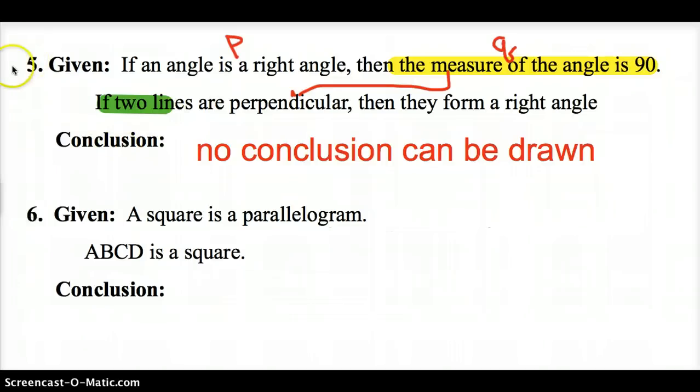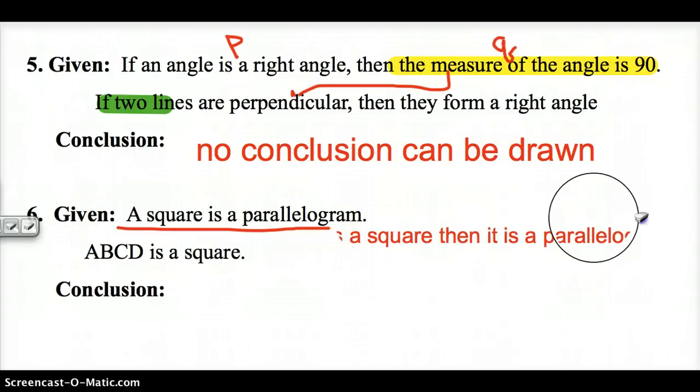Let's take a look at number 6. A square is a parallelogram. A, B, C, D is a square. Now first off, this example here does not have it in if-then form. It's not a conditional statement. So I probably can see if it is a square, then it is a parallelogram. So I can write it that way.